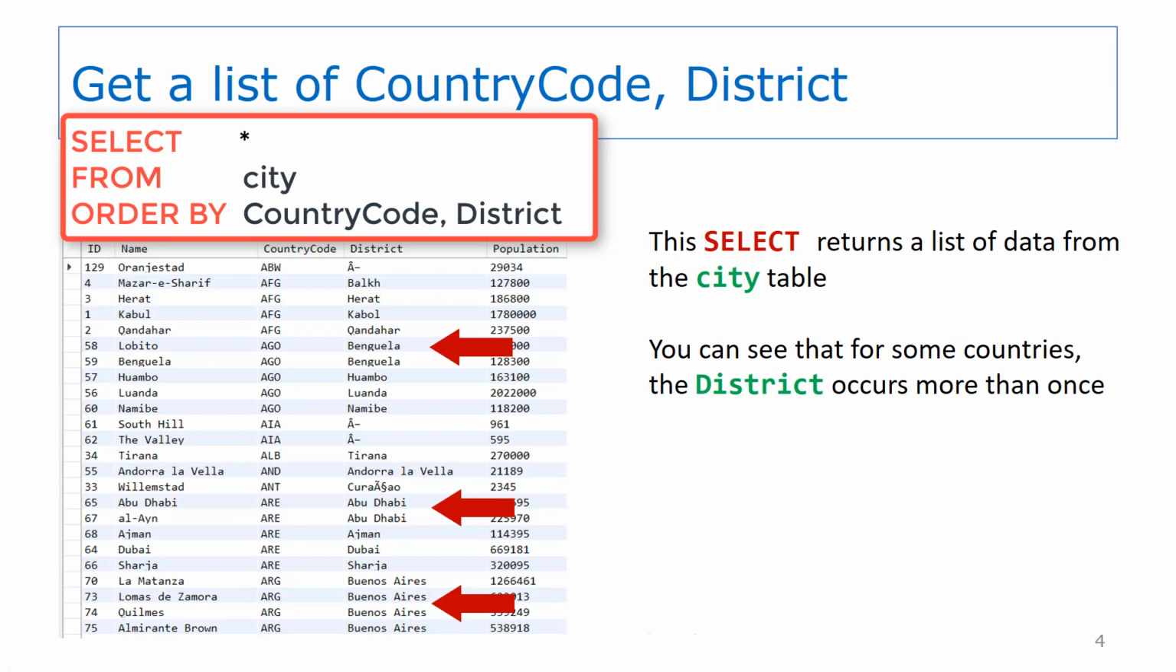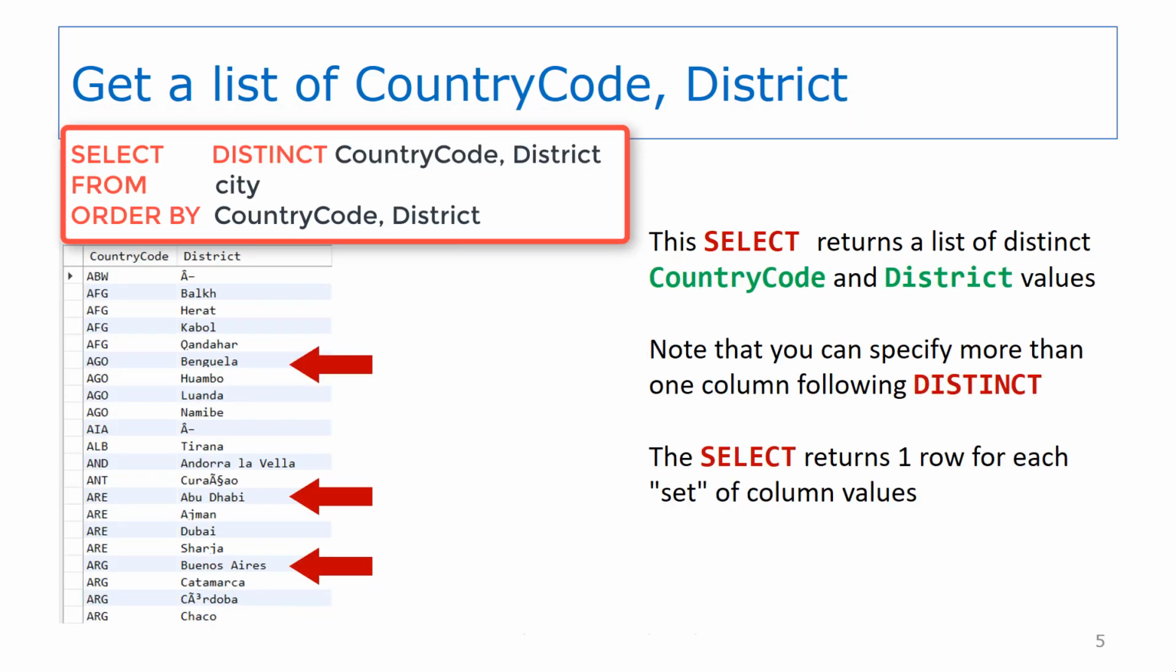Now we'll take a look at how you can use multiple columns with DISTINCT. This slide shows us select all for the city table. You can see that the result set includes the city name, the country code, the district, and population. For some country codes, the district appears more than once. That means that in this table, there is more than one city for that district. In our example, we would like to get a result set that shows just one occurrence of each country code and district pair. Once again, we can use the DISTINCT keyword.